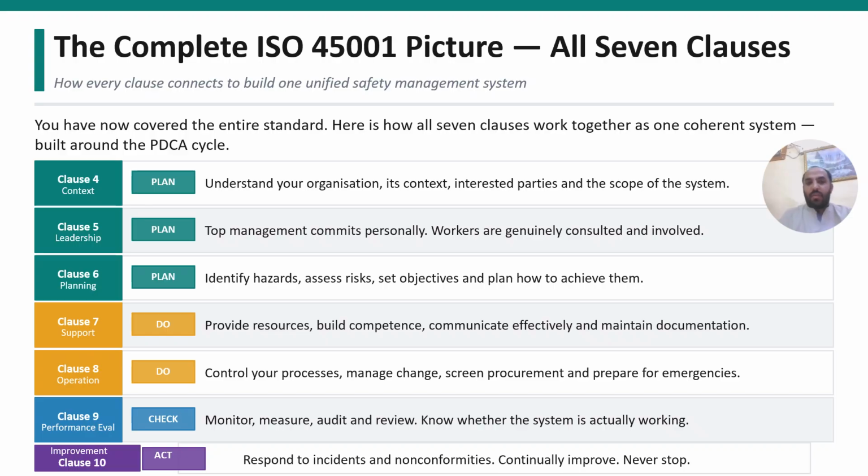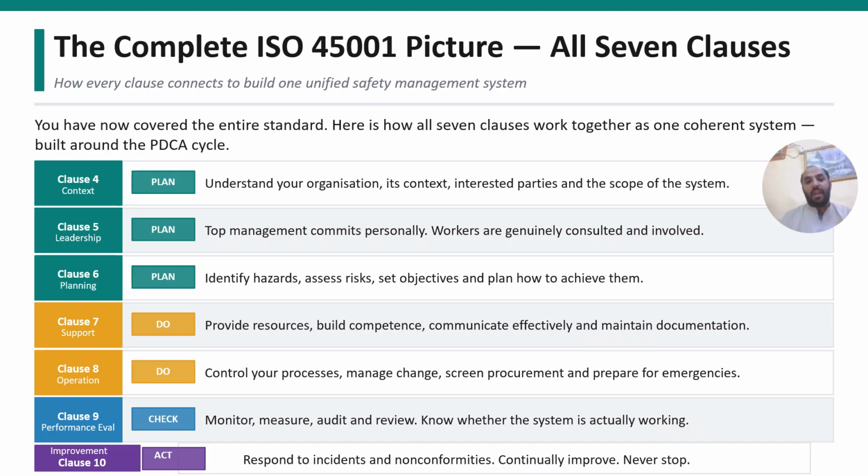Clauses 4, 5, and 6 are the Plan stage. Clause 4 asks you to understand your organization and the world it operates in. Clause 5 requires genuine leadership commitment and meaningful worker involvement. And clause 6 asks you to identify your hazards, assess your risk, and set clear goals for where you want your safety performance to be.